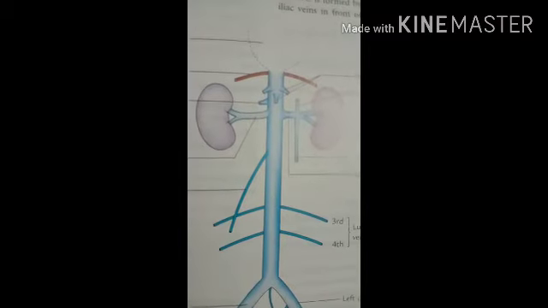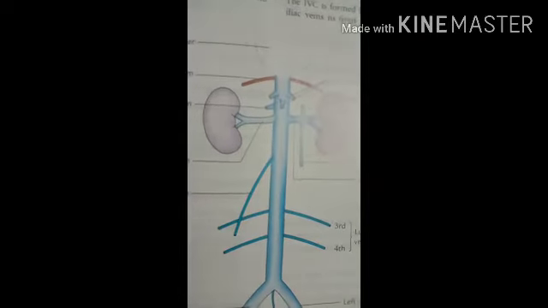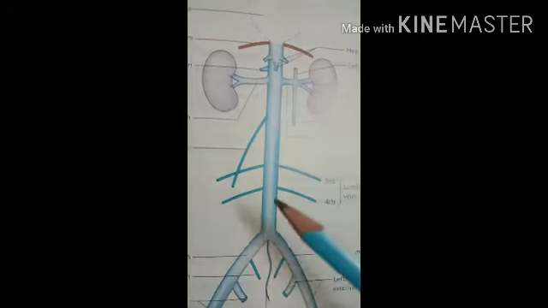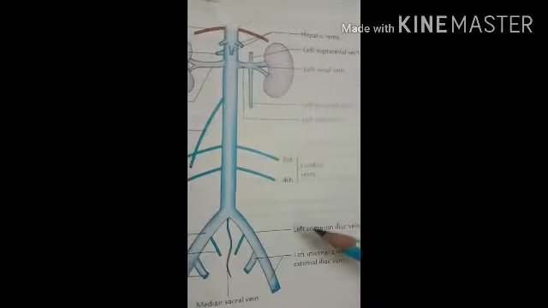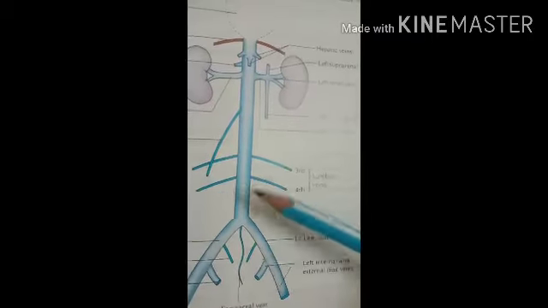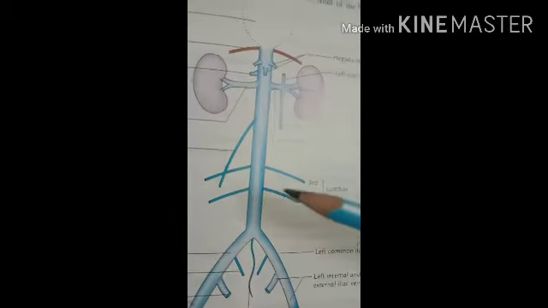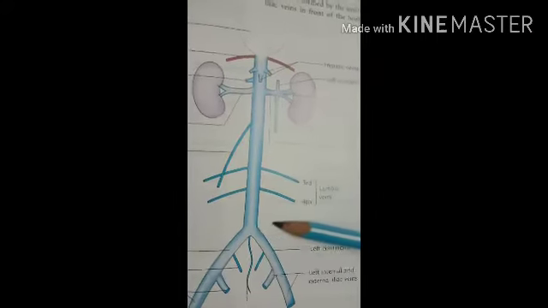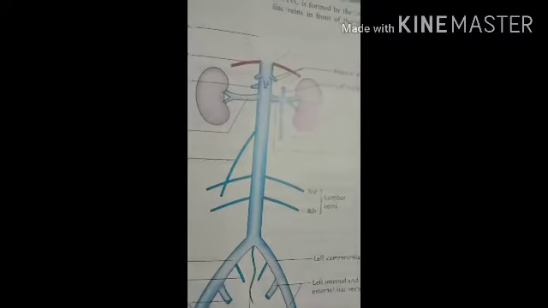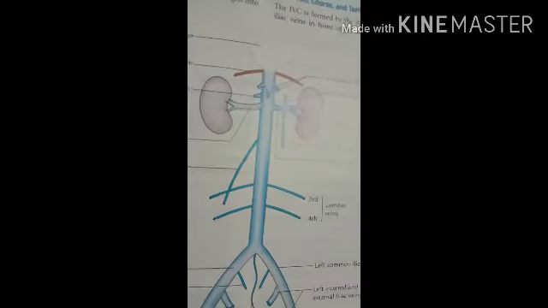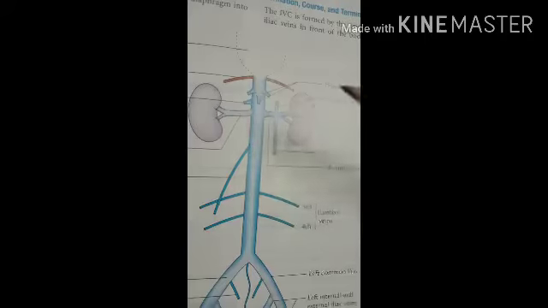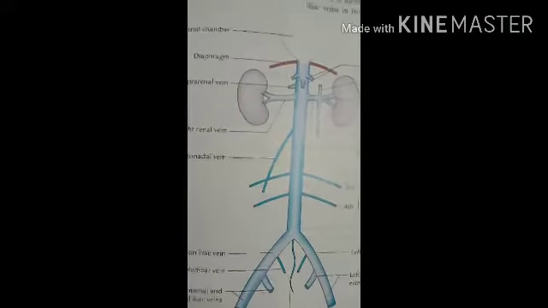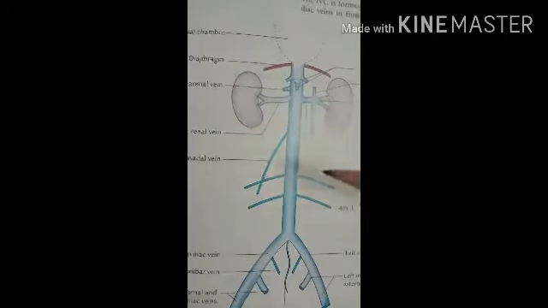The IVC is formed by the union of the right and left common iliac veins. Here you can see it is formed by the right and left common iliac veins in front of the L5 vertebra, at the level of the L5 vertebra. Then it ascends to the right side of the abdominal aorta.